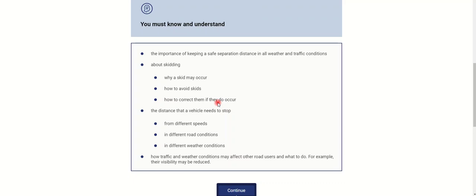About skidding. Why a skid may occur. How to avoid skids. How to correct them if they do occur. The distance that a vehicle needs to stop from different speeds, in different road conditions and in different weather conditions. How traffic and weather conditions may affect other road users and what to do. For example, their visibility may be reduced.